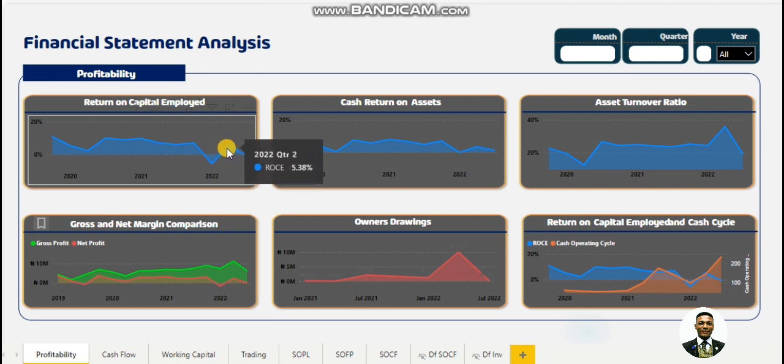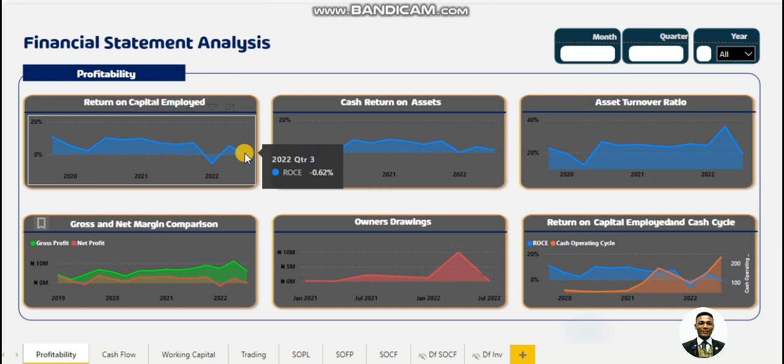Although it picked up, it was still very insignificant, and it went down again by the end of the third quarter of 2022, also experiencing a negative return on capital employed. What does this indicate for the business? It simply means that the business is not generating enough return on the money that has been employed in running or setting up this business.